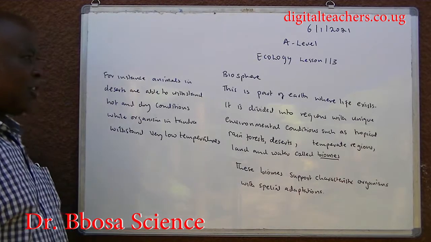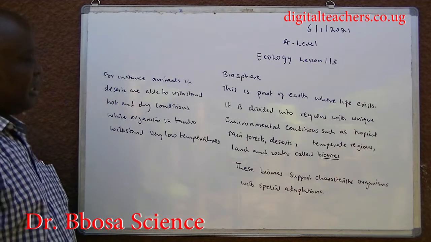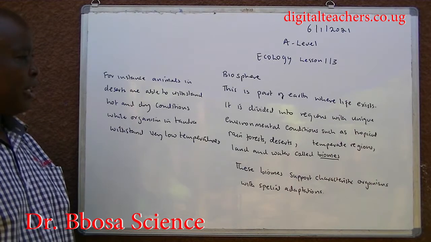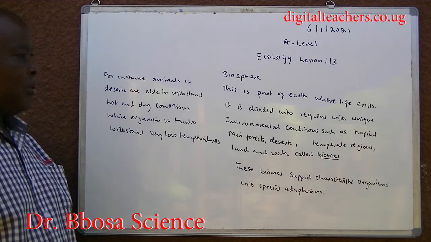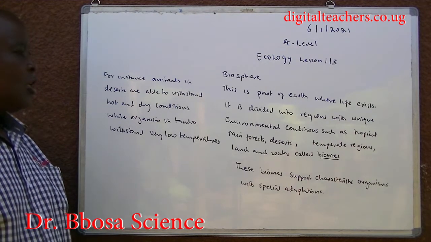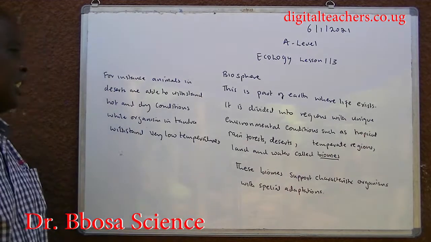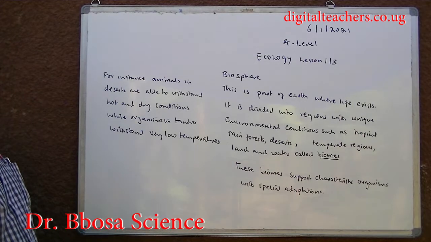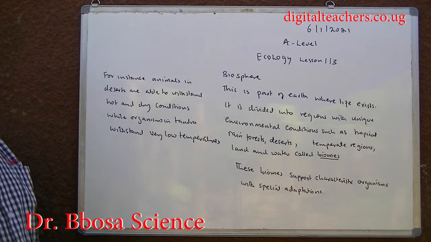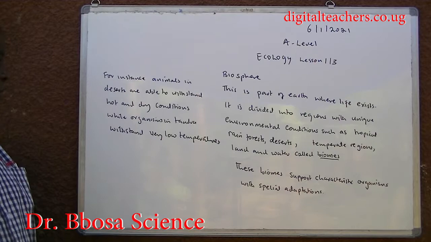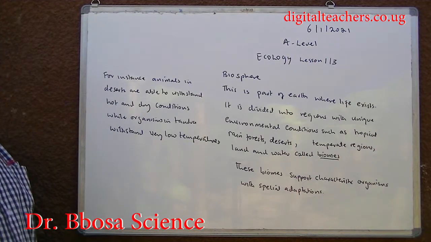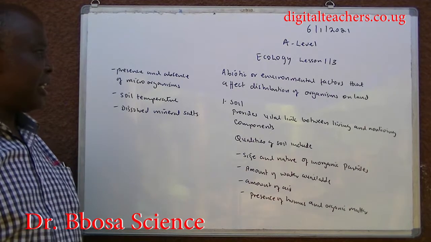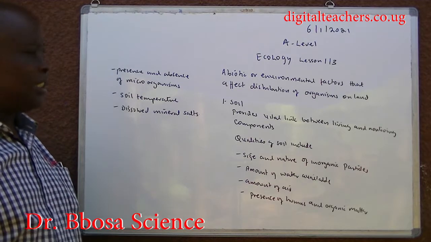Biosphere. This is part of Earth where life exists. It is subdivided into regions with unique environmental conditions such as tropical rainforests, deserts, temperate regions, land and water, called biomes. These biomes support characteristic organisms with special adaptations. For instance, animals in the deserts are able to withstand hot and dry conditions, while organisms in tundra withstand very low temperatures.